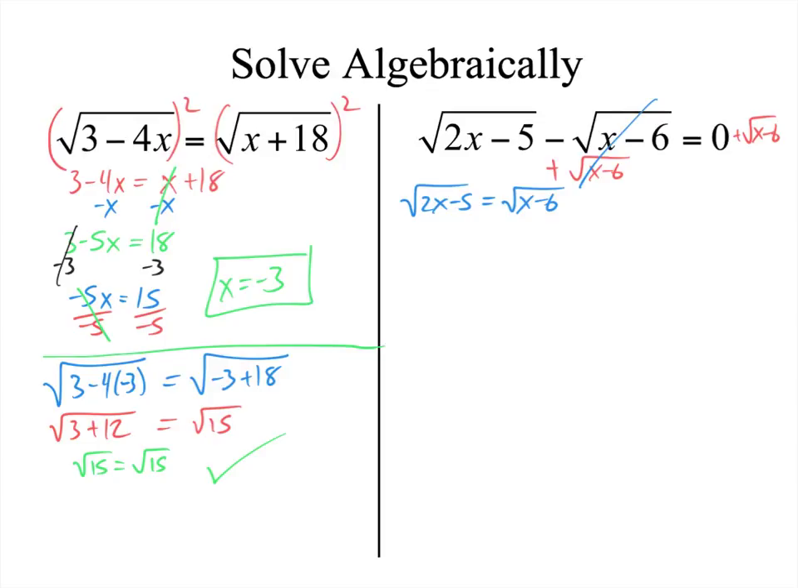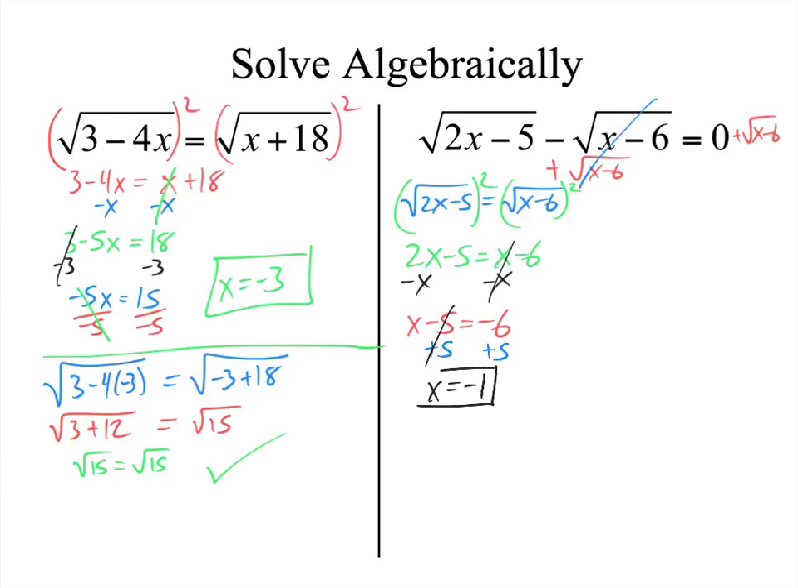So what we can now do is square both sides. As we square both sides, we now have 2x minus 5 equals x minus 6. All right, now we solve. So let's minus this x over. That leaves us x minus 5 equals negative 6. Next, I want to get rid of that negative 5, so I'm going to add 5 to both sides. That cancels, leaving you x equals negative 1. So there's my answer of x equals negative 1.